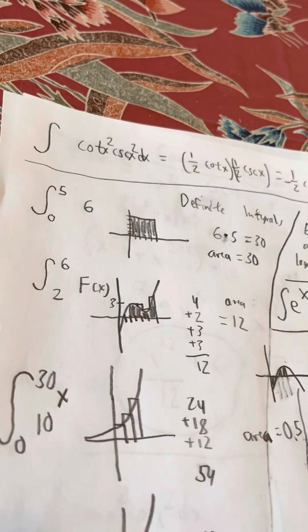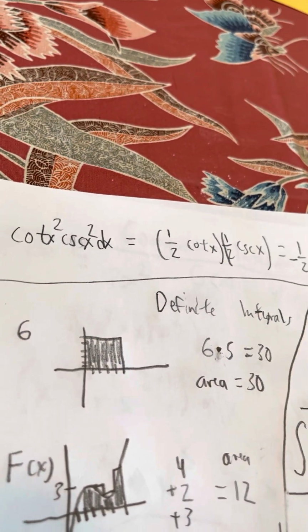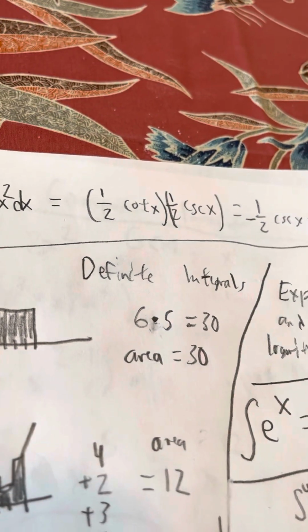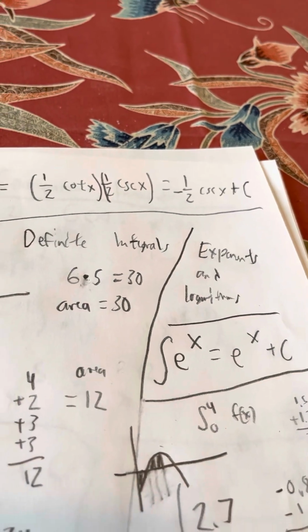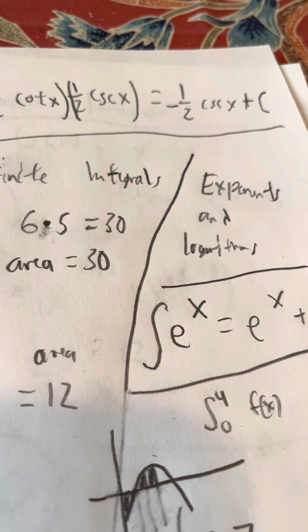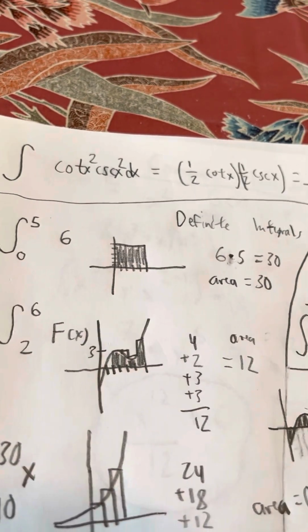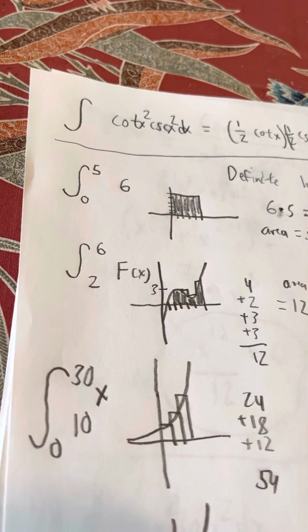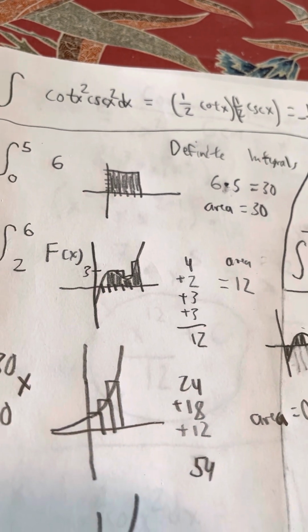Here are the definite integrals. After this last indefinite integral, cosine, cotangent, cosecant squared, 1/2 cotangent x, 1/2 cosecant x equals negative 1/2 cosecant x plus c. Definite integrals, 6, 30, area 30, 6 times 5. Capital F of x. And you have 3 right there. You have 4 plus 2 plus 3 plus 3 equals 12.